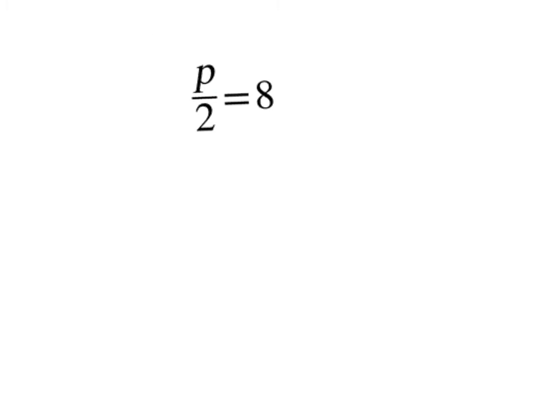Okay, our next problem. I have p over 2 equals 8. P is my variable. I want to get it all by itself. So I'm looking on the same side of the equal sign. On the same side of the equal sign with my p is a 2. How is the p attached to 2? That is division. What's the inverse of division? Multiplication. So I'm going to multiply both sides by 2.